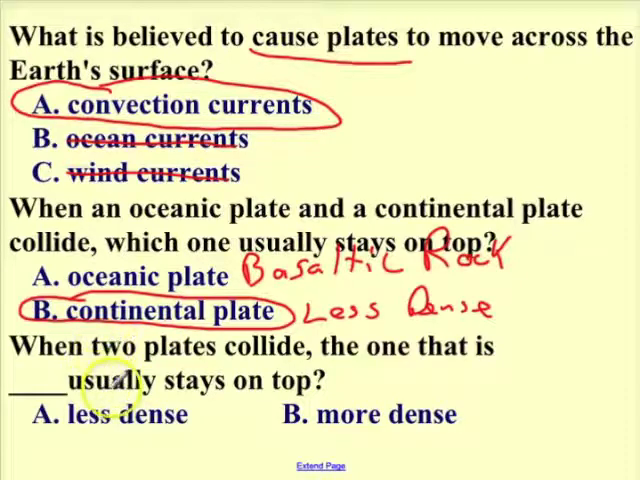When two plates collide, the one that is blank usually stays on top. Well, I just answered that. It's the one that's less dense. Okay, so let's move to the next one down.